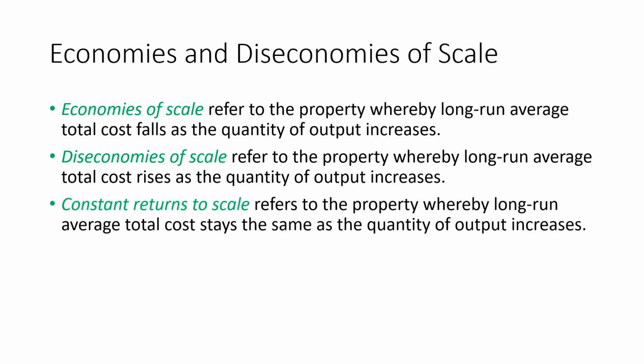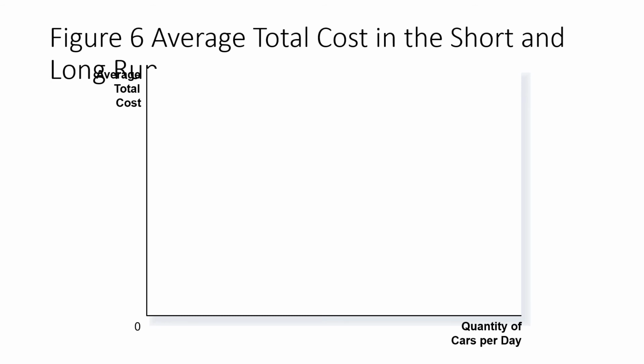And then there are constant returns to scale. That means that in the long run, the average total cost stays the same as the quantity of output increases. So no matter how much we increase the output, the cost will remain the same. So let us see these three properties with the help of a graph as well. Here is the graph which tells us the output and the average total cost.